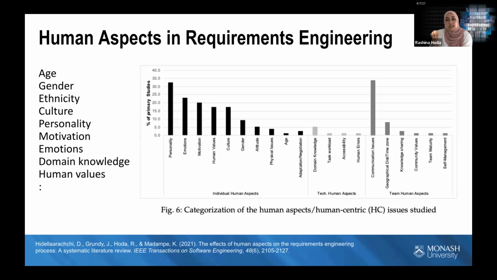So when you gain some domain knowledge, it becomes a technical aspect that you have as a person. The errors that we make, the task workload, accessibility, and so on. And then there are team human aspects. So as not individuals, right? As individuals, you may have personalities, but when you come together as a team, what kind of human aspects come into the fore? So you might have communication issues. You might have issues around the team maturity and the values of the team as a whole, and so on. So you will see that communication issues, for example, has been studied quite a lot. Age hasn't been studied a lot at all. And similarly, accessibility, human errors, and so on, are actually still very nascent when it comes to studying them in requirements engineering.